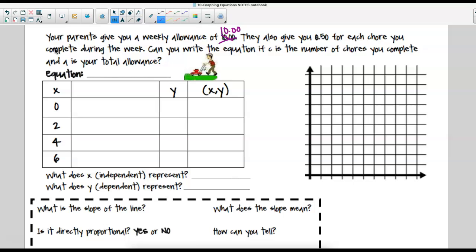Okay, so let's do it this way. Y equals 0.50, 50 cents times X, right? However many chores you complete, you multiply that by X, and then you're going to add the 10. Because even if you do no chores, you're getting $10. So in this second column, we're going to put 0.50x plus 10.